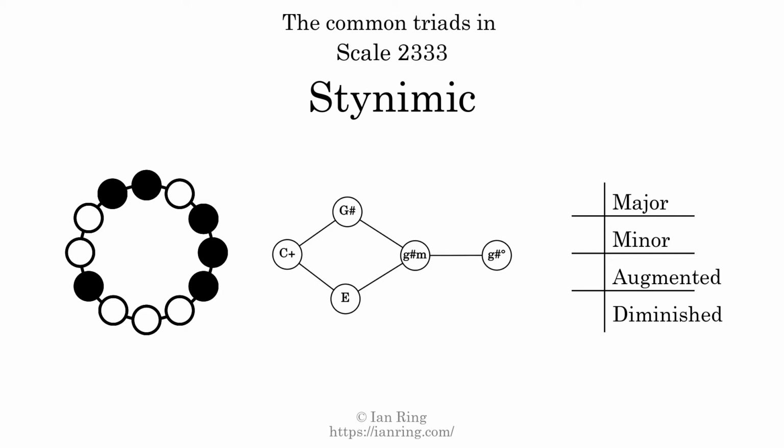Here are the common triads present in this scale. The diagram in the center is a graph of parsimonious voice leading between triads. There are 2 major triads. There is one minor triad. There is one augmented triad. There is one diminished triad. Here is a Hamiltonian path of parsimonious voice leading that uses all the triads.